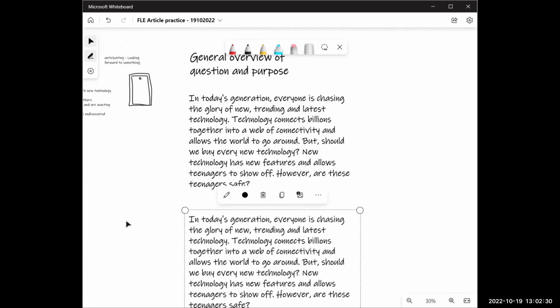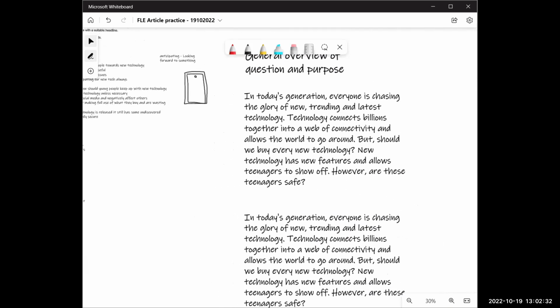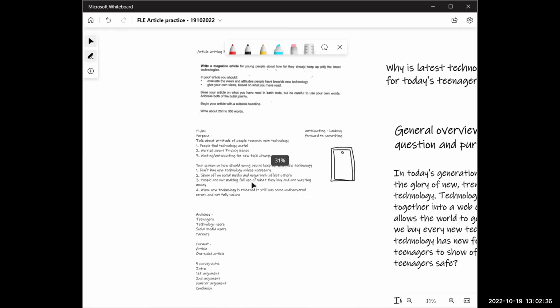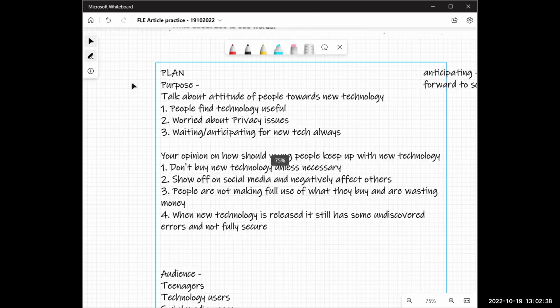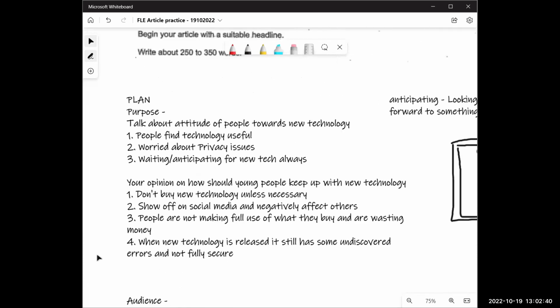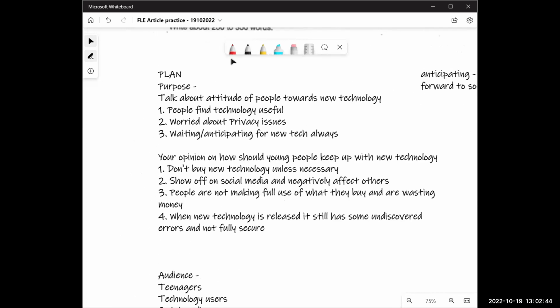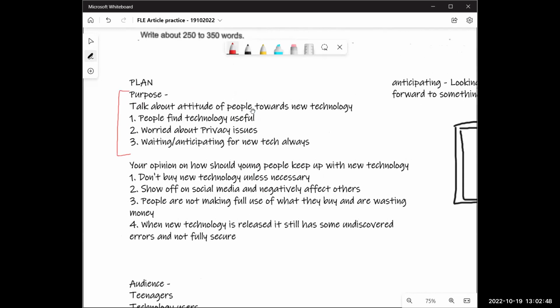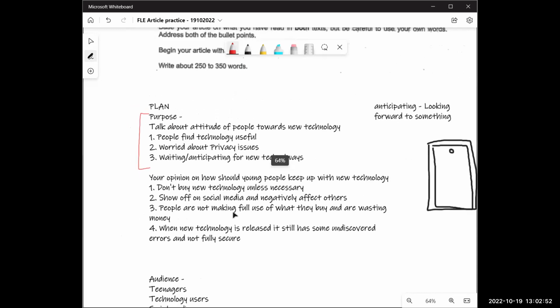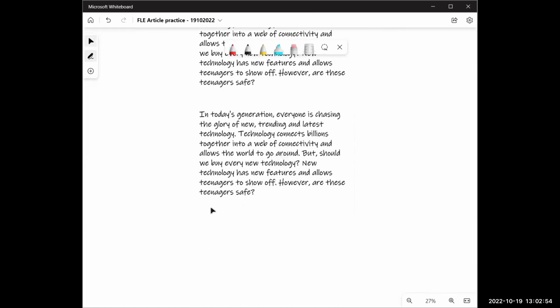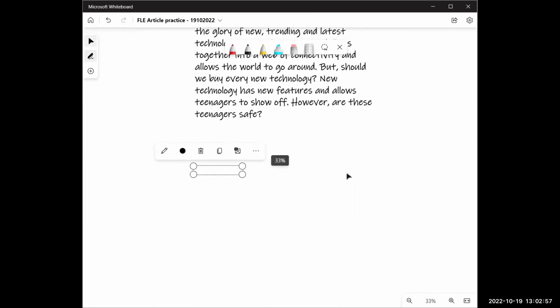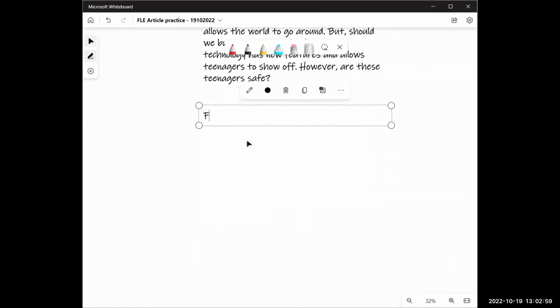In the next paragraph, we can talk about, fine, and the next paragraph is the first argument. Okay. Now, what do you want the first argument? Our first paragraph should be all about the attitude of people. The first thing is people find technology useful. Second is privacy and always waiting for new technology. Fine. Let's continue.